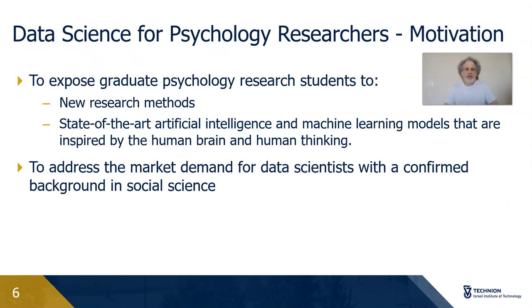What is the motivation to teach psychology researchers or psychology graduate students data science? There are 2 motivations. The first is to expose the graduate psychology students to new research methods, and data science can be considered as a research method, and to expose them to state-of-the-art artificial intelligence and machine learning models that are inspired by the human brain and human thinking. And this is especially interesting for students in the cognitive psychology division. The second motivation is to address the market demand from the industry for data scientists that have a confirmed background in social science, like psychology graduate students have.